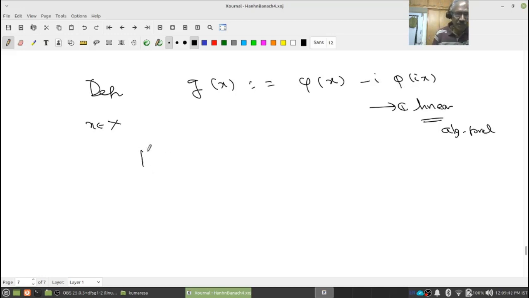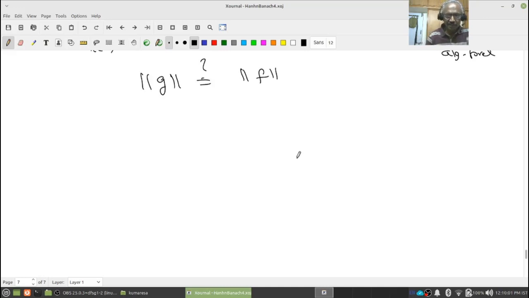But what I want to know is whether norm g equals norm f. Continuous extension is already done. Now what we want to do is whether it preserves the same norm. The extension also has the same norm as the original linear function. Right. This is again a trick which you learn in integration.